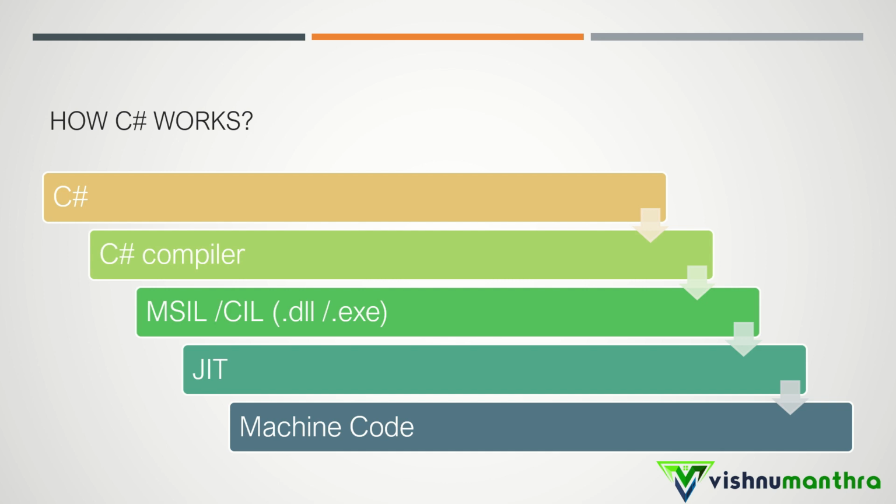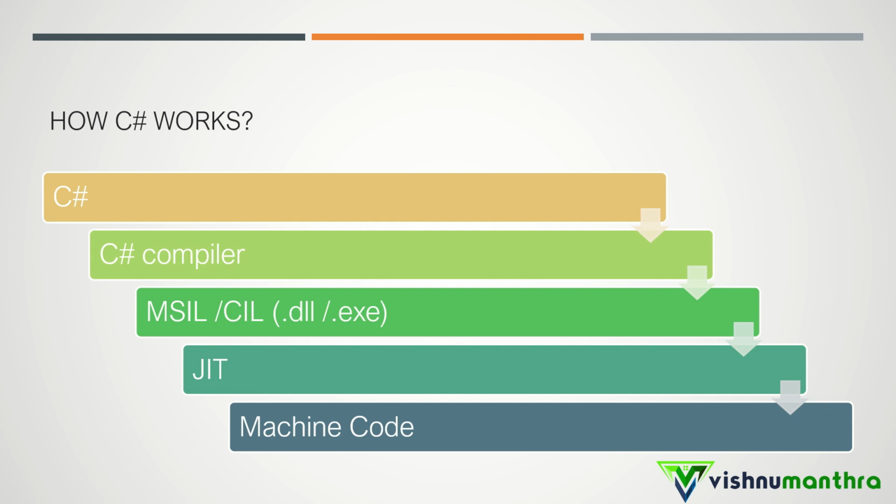So from C#, the code will get compiled to something called MSIL or CIL. MSIL means Microsoft Intermediate Language, or otherwise it is also called Common Intermediate Language. At this point, it will get converted into a format called .dll or exe. So what happens? Our code will get compiled by the C# compiler to MSIL or CIL. That is the first thing. Then it will get compiled again by JIT, the just-in-time compiler, to machine code. Then our operating system can interpret this code and can run the test which we are triggering. Okay, so this is the basic that you should understand.